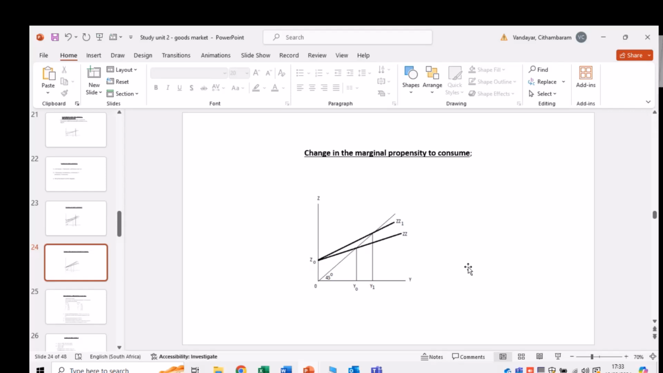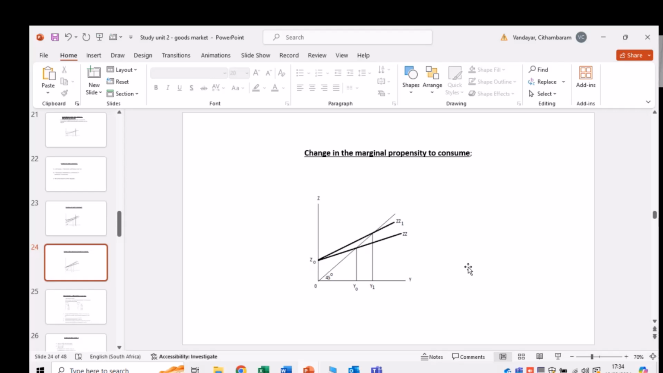Also remember that the MPC gives us the slope of the consumption function or the demand function. The higher the MPC, the steeper the slope. The lower the MPC, the flatter the slope. If your MPC is 0.4, what does that tell you? Disposable income is 1,000 rand. What does it tell you? That 400 rand is only going to be consumed for goods and services. And then 100 rand is going to go towards savings.